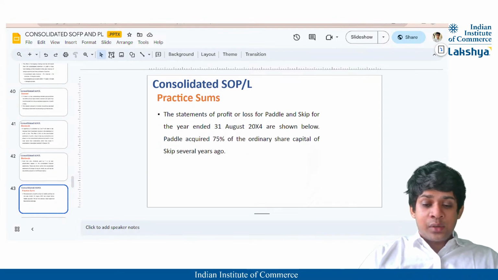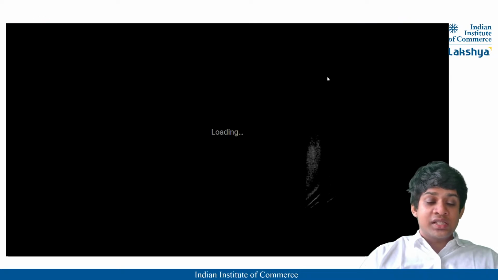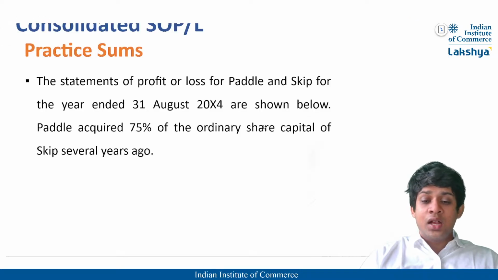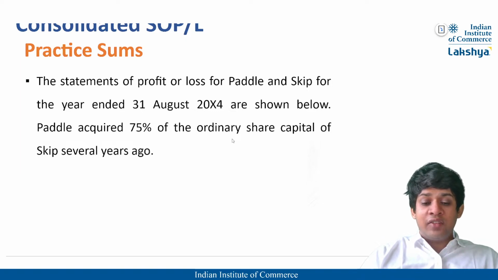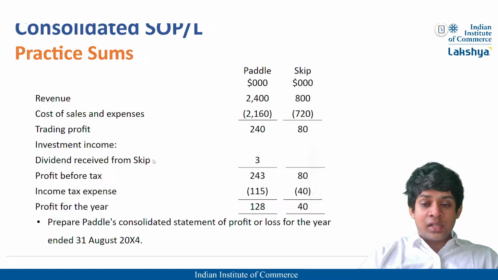Now, let us understand one practice sum so you will get clarity on the statement of profit or loss, how it is prepared, and what are the components. Okay, the statement of profit or loss for Paddle and Skip for the year ended 31st August 2004 are shown below. Paddle acquired 75% of the ordinary share capital of Skip several years ago. Okay, so that means it is a full year transaction.